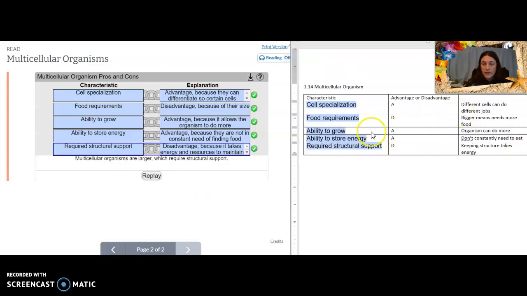Another way that you could have written these notes instead of a table is you could have done a graphic organizer. You could have had the characteristics, and then your next line could have been advantage or disadvantage, and then you could have put all the advantages on one side, cell specialization, ability to grow, ability to store energy, and you could have put all the disadvantages on the other side and then put the examples underneath them. So you want to make sure that you're writing your notes in a style that fits you.